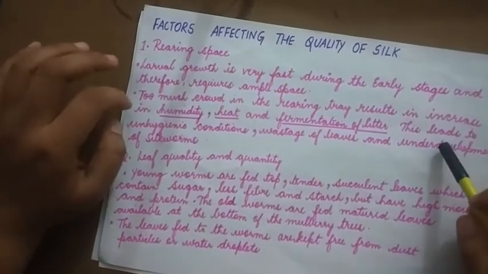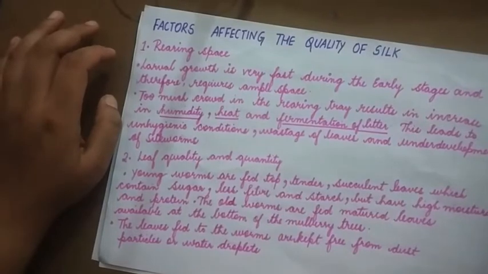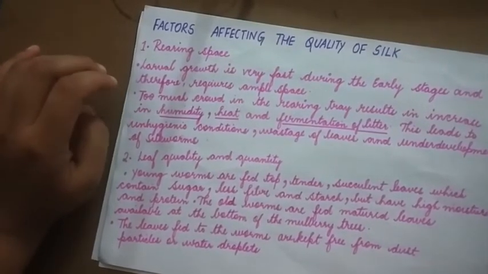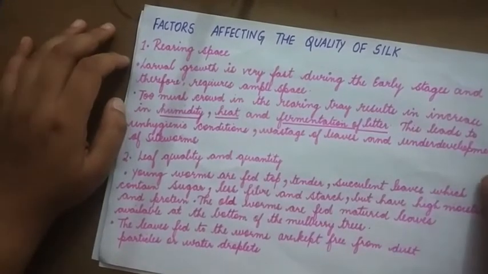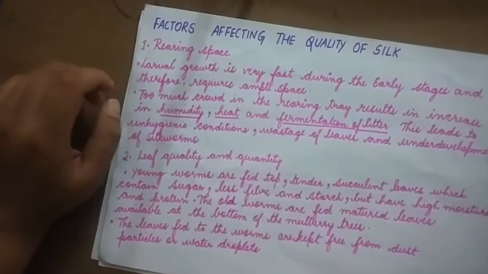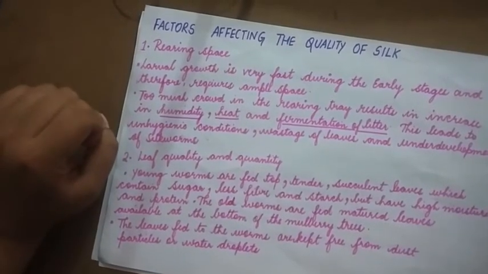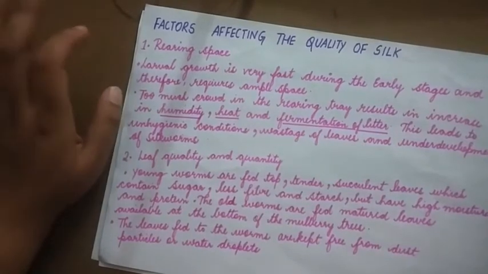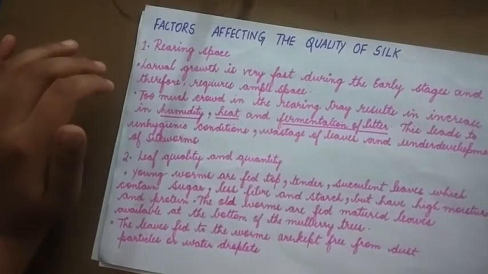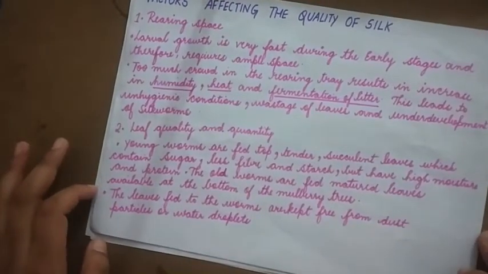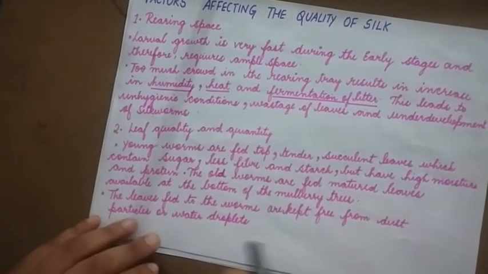So this leads to unhygienic conditions, wastage of leaves and underdevelopment of silkworm. Because of these factors, unhygienic conditions result. There is wastage of the leaves that are usually given for the caterpillar to feed on, and there is underdevelopment of the silkworm. So silkworm development does not happen at a uniform rate.